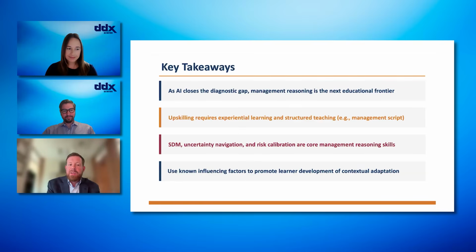So with that, I'll just summarize the key takeaways from this talk before handing it over to Ben. First is AI closes the diagnostic gap. I think management reasoning can be our next educational frontier. And I think this just brings up things we should have been teaching more all along. If we want to upskill in this area, it requires experiential learning as well as structured teaching. Shared decision making, uncertainty navigation, and risk calibration are core management reasoning skills. And then we should use those influencing contextual factors I showed you to really promote learner development, moving from a rigid, more fixed nature to more contextual adaptation, more flexible and nuanced in their management.